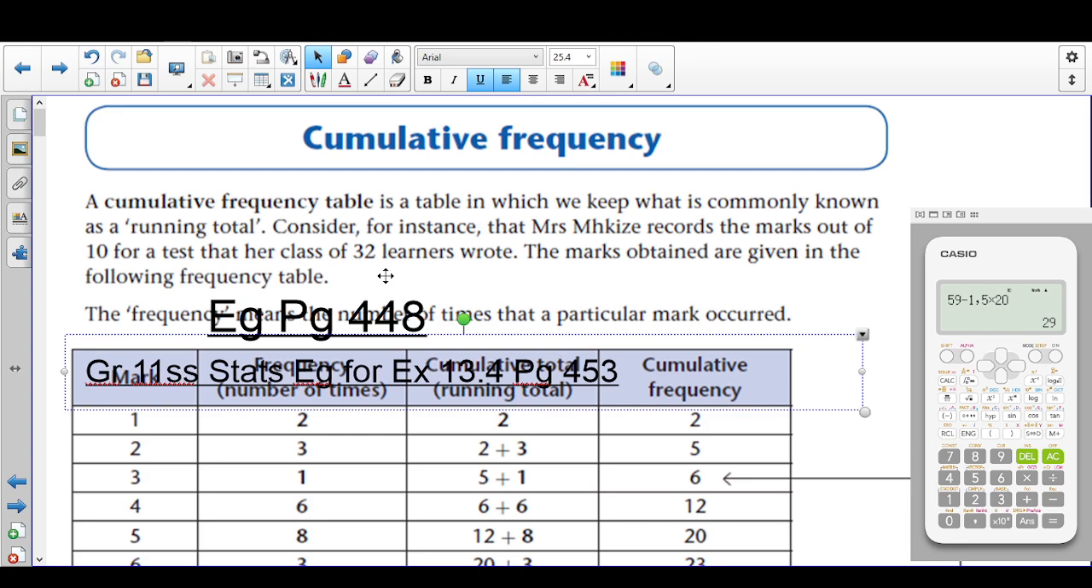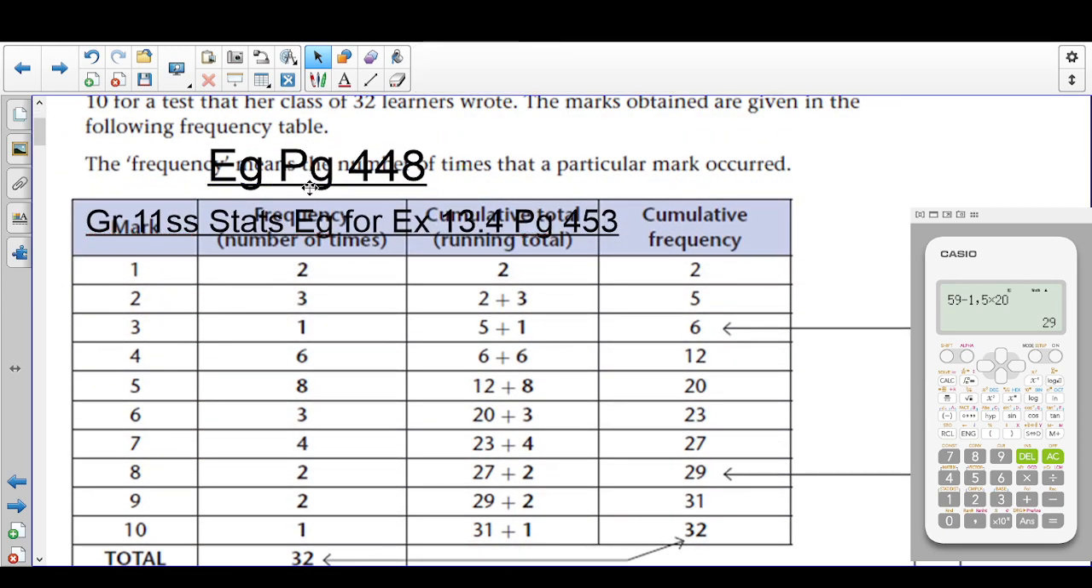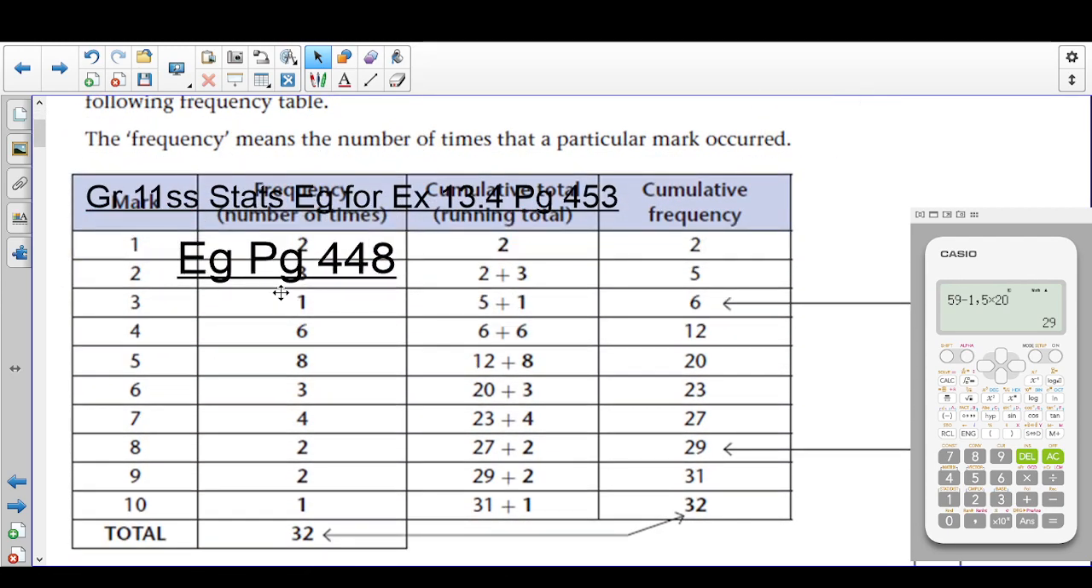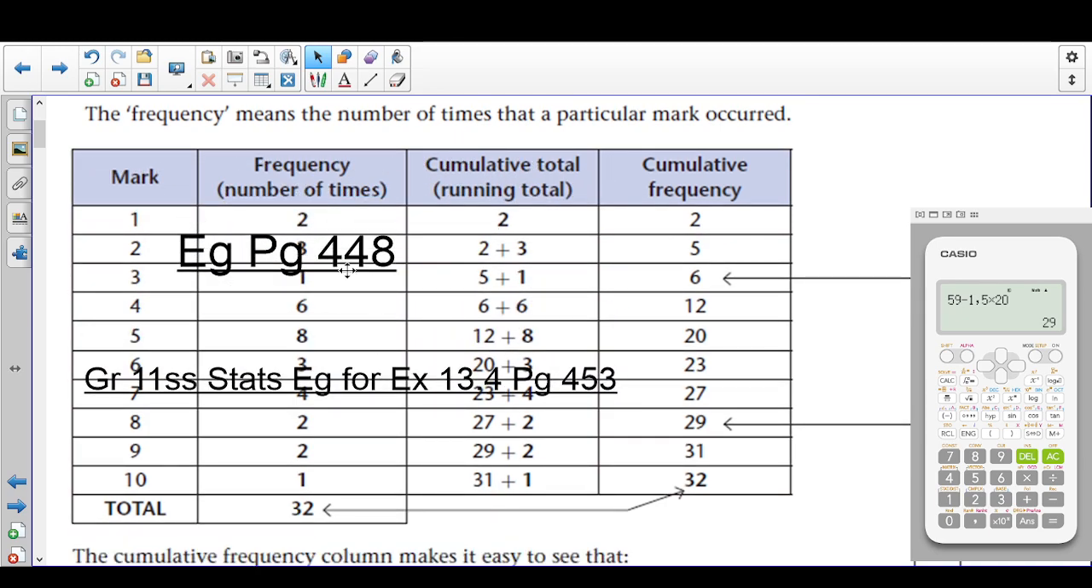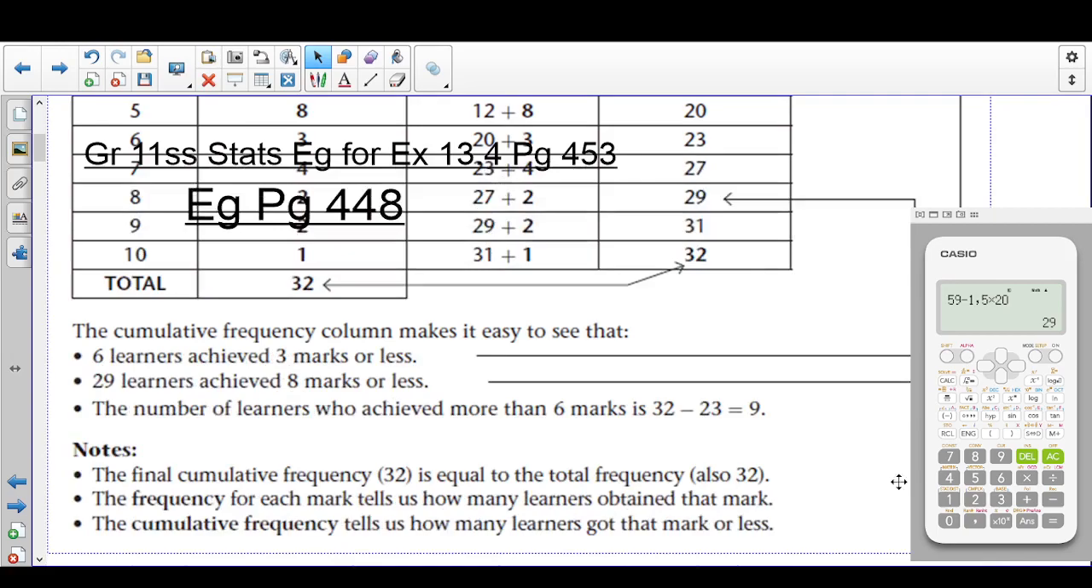McKinsey, no? Is that right? It was McKinsey who reported the marks out of 10 for a test that a class of 32 learners wrote. The marks obtained are given in the following frequency table. Okay? Here, the frequency basically means the number of times that a particular mark occurred. So if you're looking at this table here, just minimize this a bit.